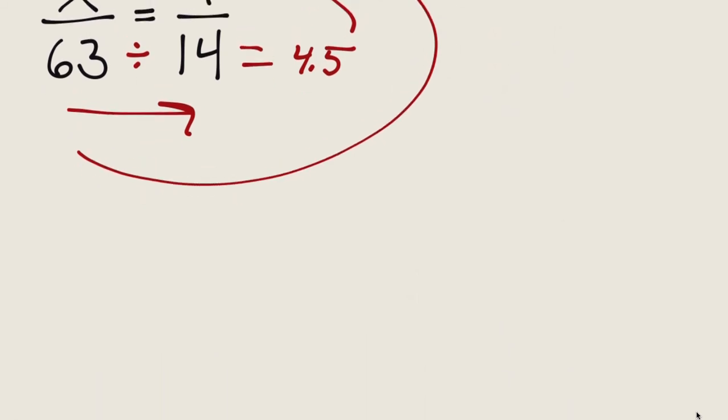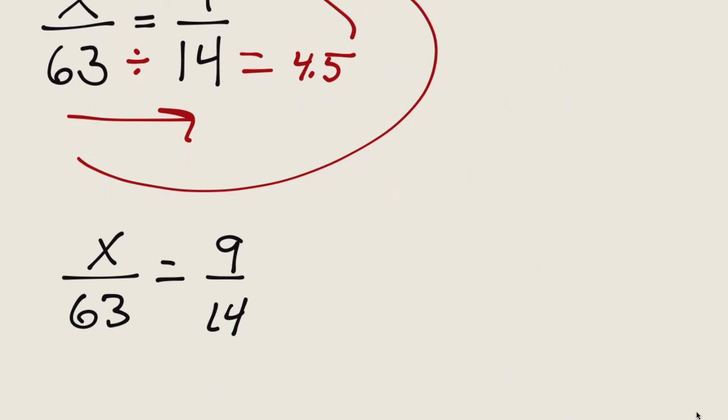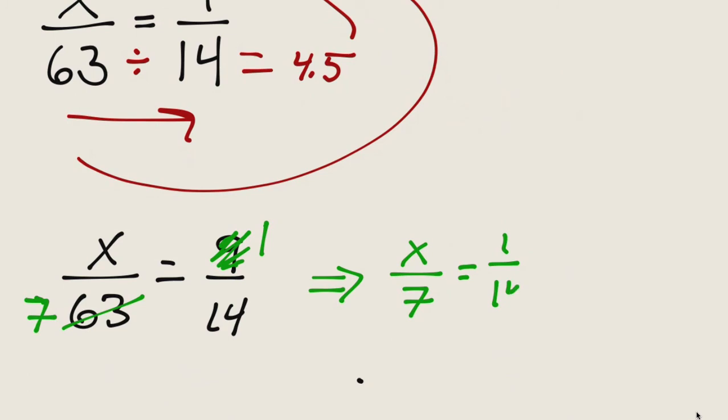Now, the one other thing that was brought up was this. Can you simplify beforehand? x over 63 equals 9 over 14. Well, we do know that 9 goes into 63 and 9. 9 goes into 63 how many times? 7. And then if we cross this out and make it a 1, because 9 goes into 9 one time, then we have x over 7 equals 1 over 14.